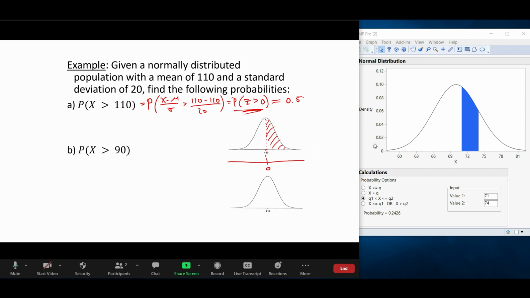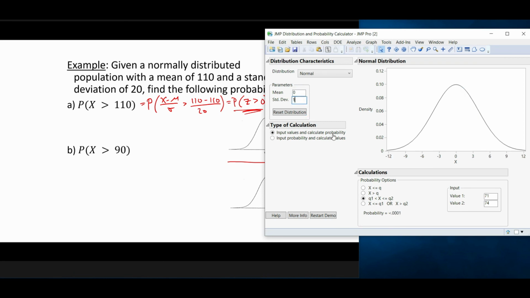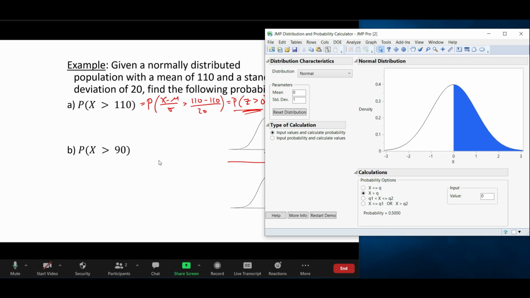So we can put that in here though and just check it out. So 0 and 1. And the probability that we're greater than 0 here is 0.5. Right? No big surprise there.